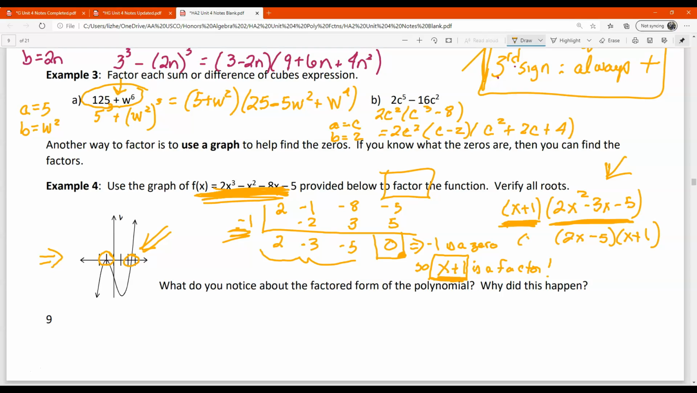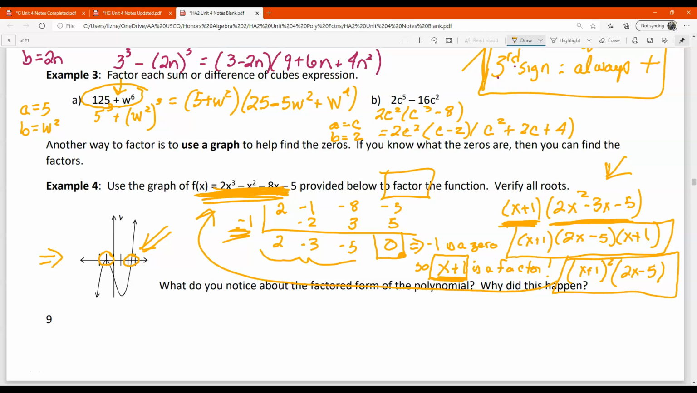And then don't forget I have this x plus 1. So the factored form, look at that. I have two x plus 1s, and then I have 2x minus 5. That is how we would write the factored form of this polynomial.